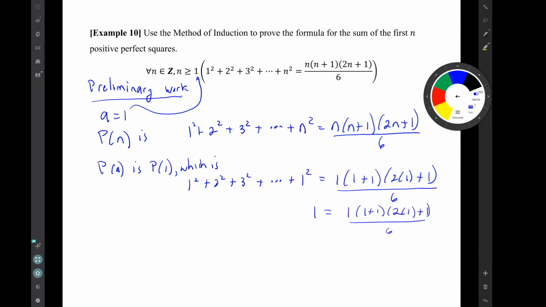So there's P(1). Remember, P(1) is not a number. It's not the number 1. It's this statement. This equation is a statement. That's P(1). We're supposed to do some other stuff as part of the preliminary work.